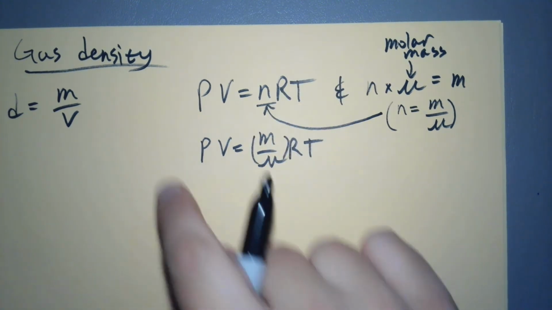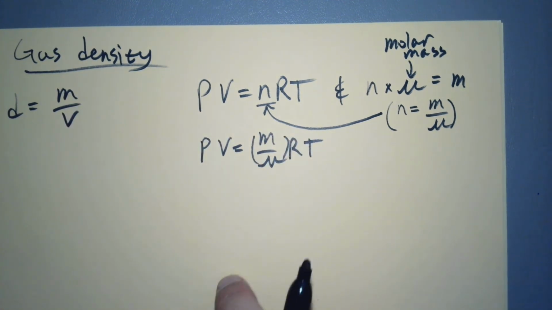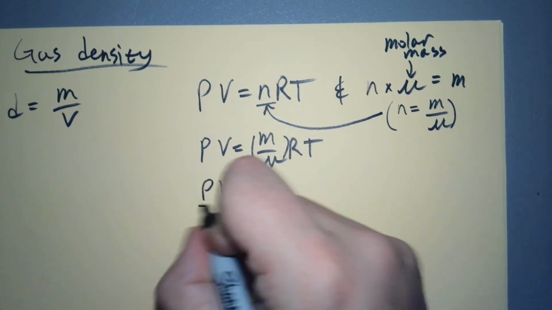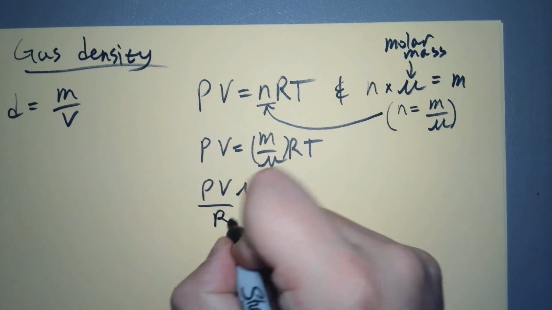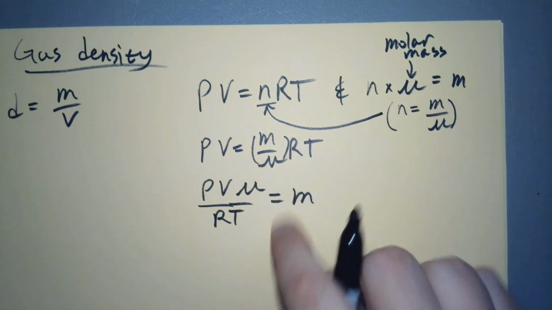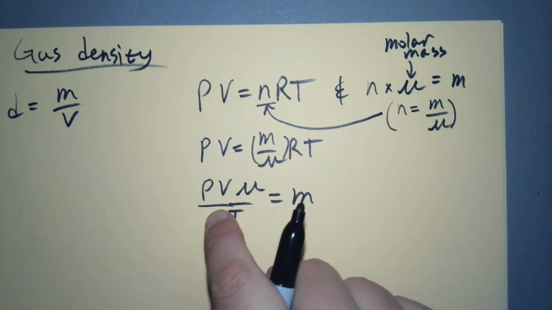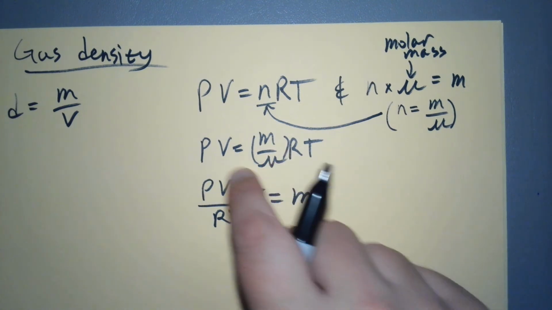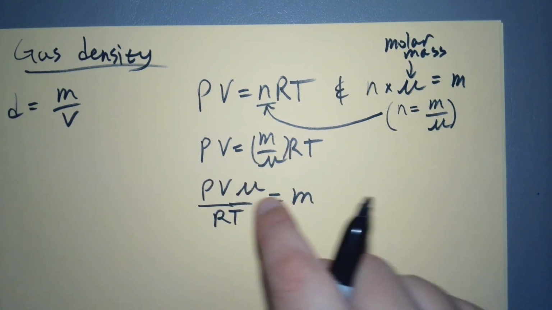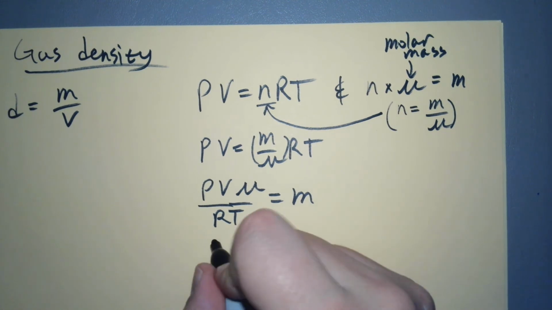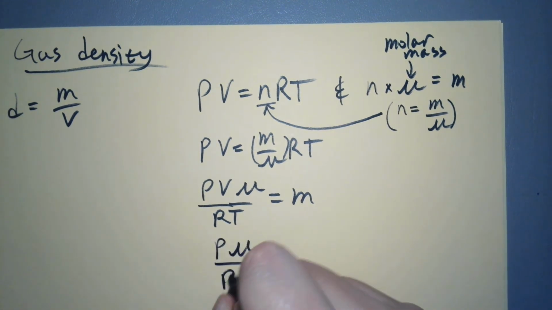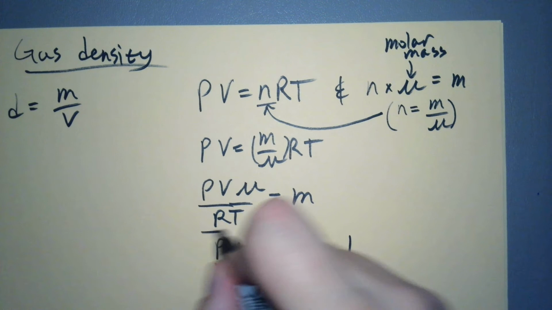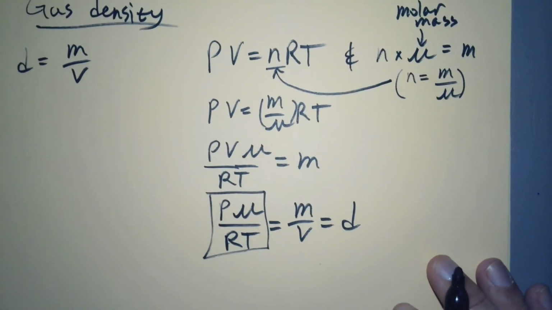And what we want to do is get mass divided by volume and get everything away from it. Okay? So that means PV times mu over RT is equal to mass. I just divided by RT over mu, so I got M by itself. Now I'm going to divide by V, and I get P mu over RT equals M over V, which is our density, right? So that's the equation for the density of a gas.